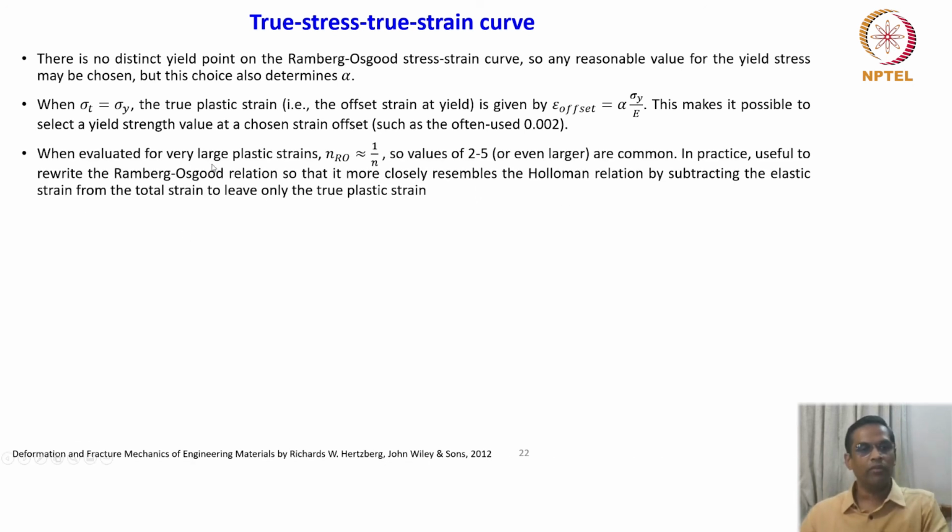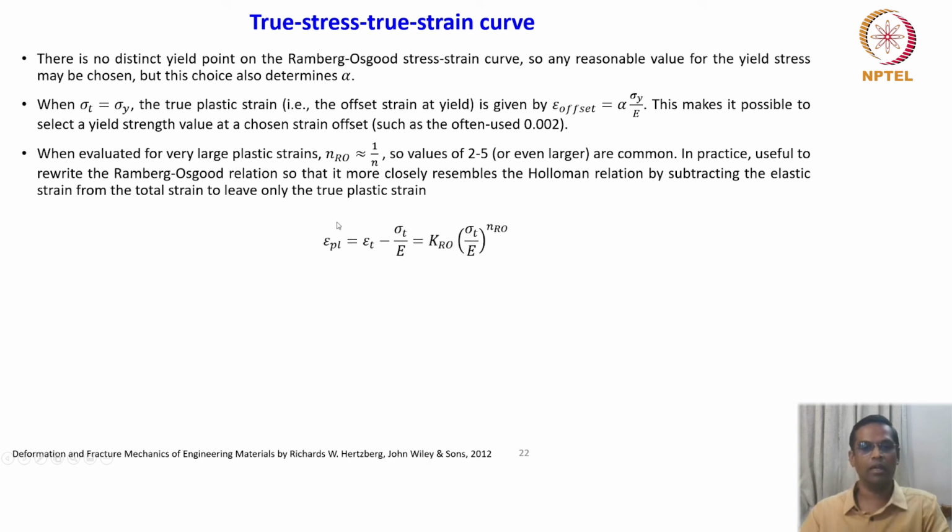When evaluated for very large plastic strains, n RO is approximately equal to 1 by n. So values of 2 to 5 or even larger are common. In practice, it is useful to rewrite the Ramberg-Osgood relation so that it more closely resembles the Hollomon relation, by subtracting the elastic strain from the total strain to leave only the true plastic strain.